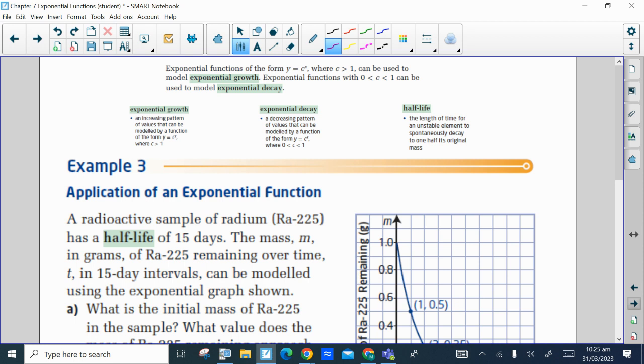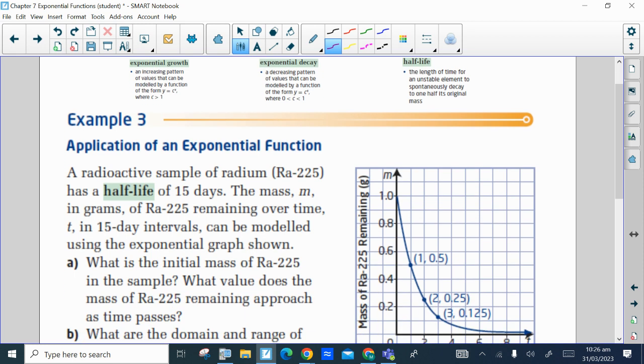So one of the applications of exponential functions is something called exponential growth and decay. So these exponential functions can be used to model exponential growth when c is greater than 1, and when c is between 0 and 1, exponential decay. So exponential growth occurs when you have an increasing pattern of values that can be modeled by a function of the form y equals c to the x, where c is greater than 1. Exponential decay is where you have a decreasing pattern of values. They can be modeled by y equals c to the x, where c is between 0 and 1.